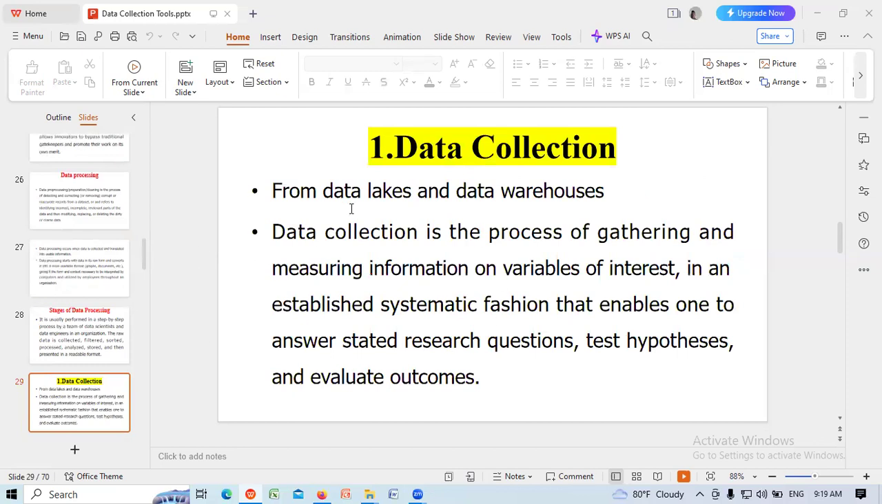Data collection from the data lake and data warehouse. Data collection is the process of gathering and measuring information on variables of interest in an established, systematic fashion that enables one to answer stated research questions, test hypotheses, and evaluate outcomes.